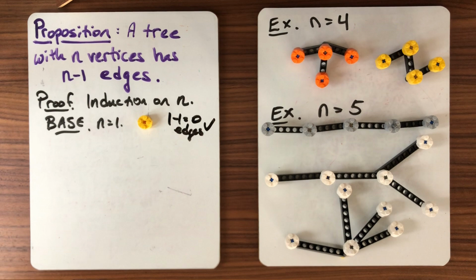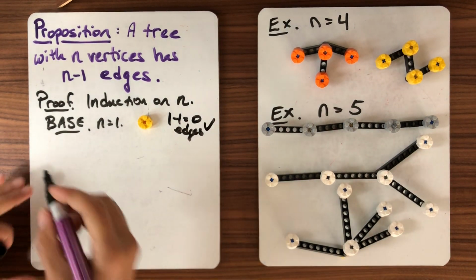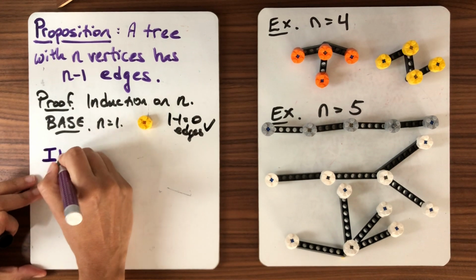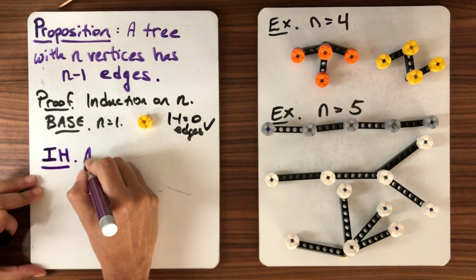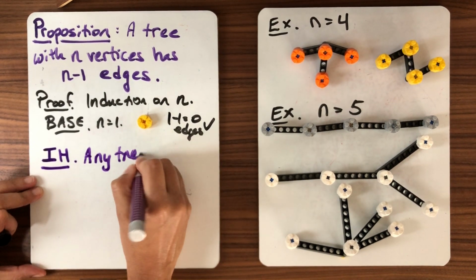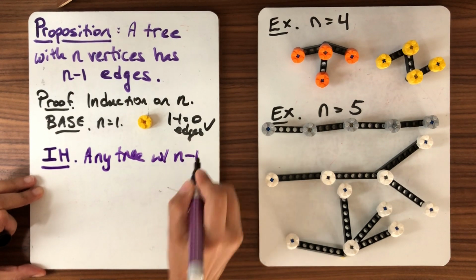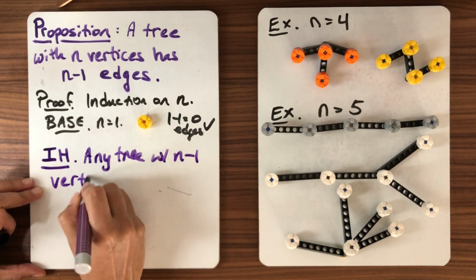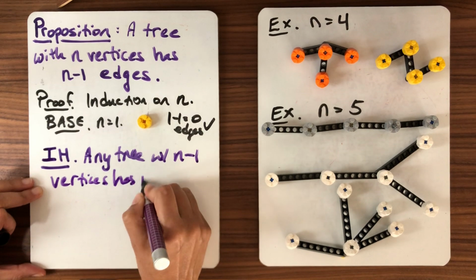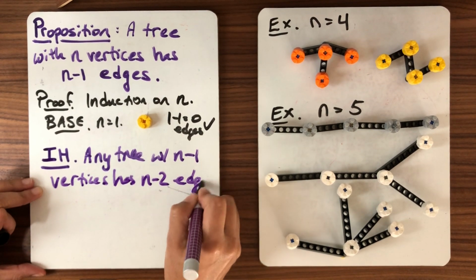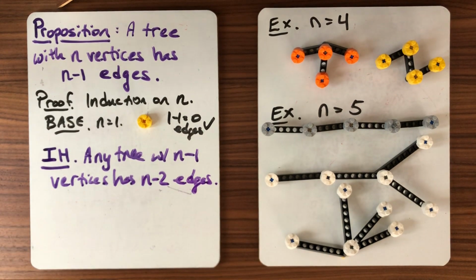So now we get to assume our inductive hypothesis. It's always a good idea to write it down. What does our inductive hypothesis say? That any tree with n minus 1 vertices has n minus 2 edges. That's my inductive hypothesis. So I'm going to get to use that as I proceed to prove my statement.